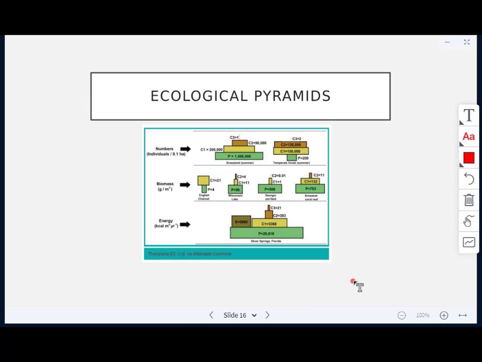And this is just a quick summary of ecological pyramids. So energy is always upright. Biomass can be upright or inverted, and same as number, it can be upright or inverted.